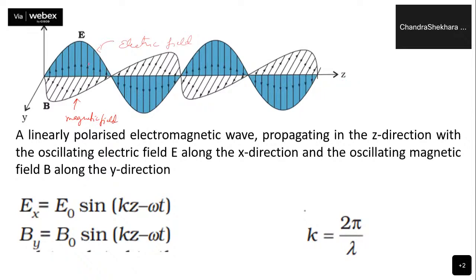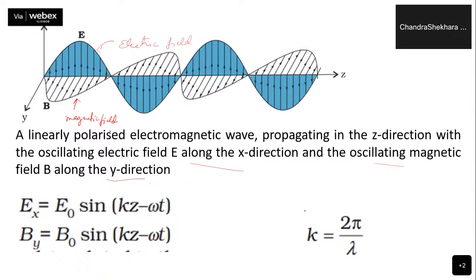And you see, when in one loop the electric field is shown in the upper direction, in the second loop it is shown in the negative direction. Next again upper direction, positive and negative. That means it represents an oscillating electric and magnetic field. This is a view of a linearly polarized electromagnetic wave propagating in the Z direction, with the oscillating electric field along the X direction and the oscillating magnetic field along the Y direction. Therefore, an electromagnetic wave can be represented in this way.